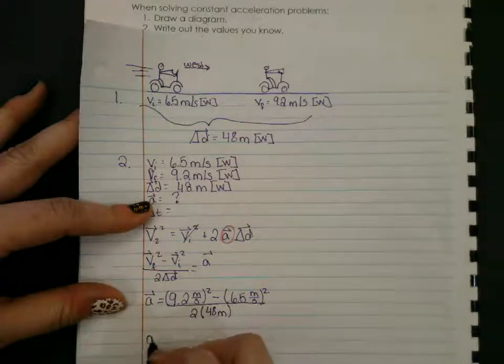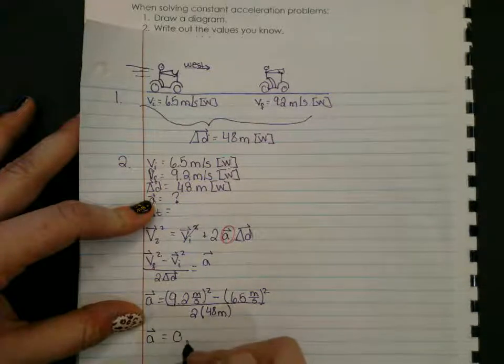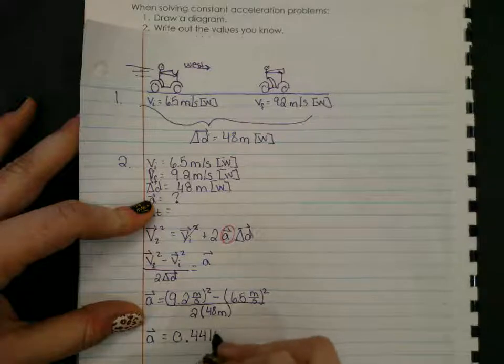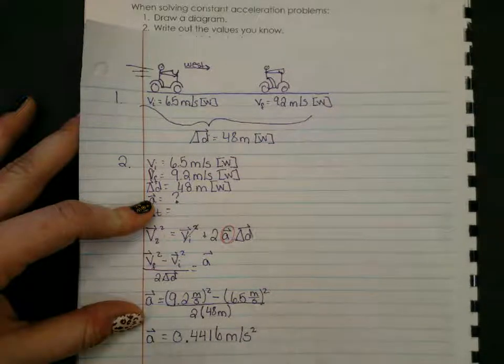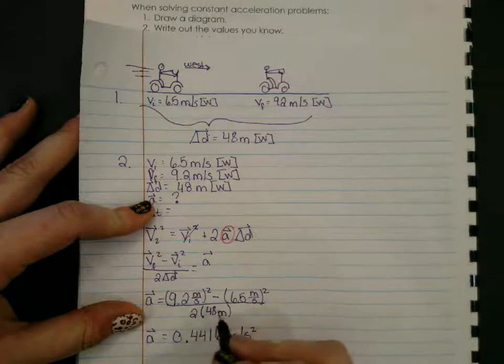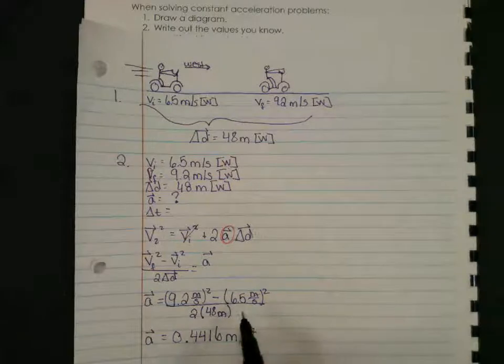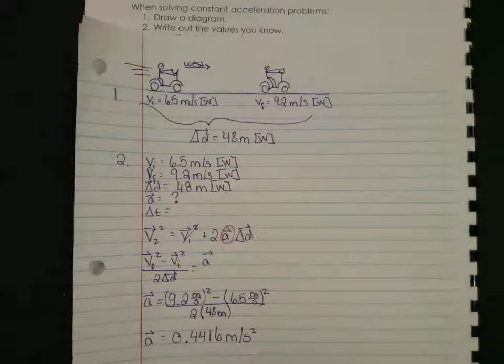All right, I'm going to get my acceleration is equal to 0.4416 meters per second squared. My units came from my meters crossing out. One of my meters crossing out, so I'm left with 1 meter on the top and 2 seconds. All right, and Miss Neal just made a mistake when she solved this.